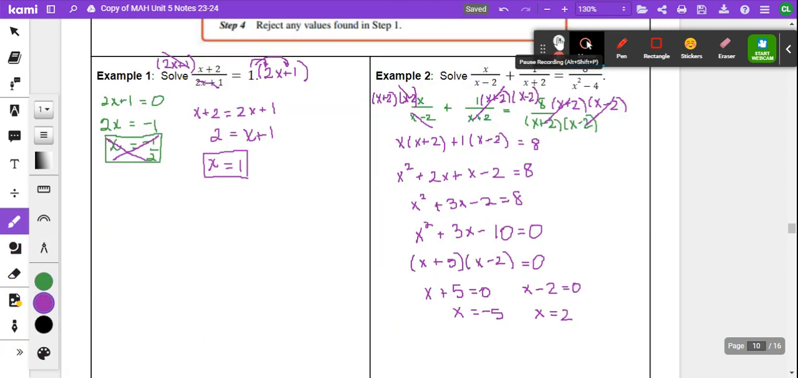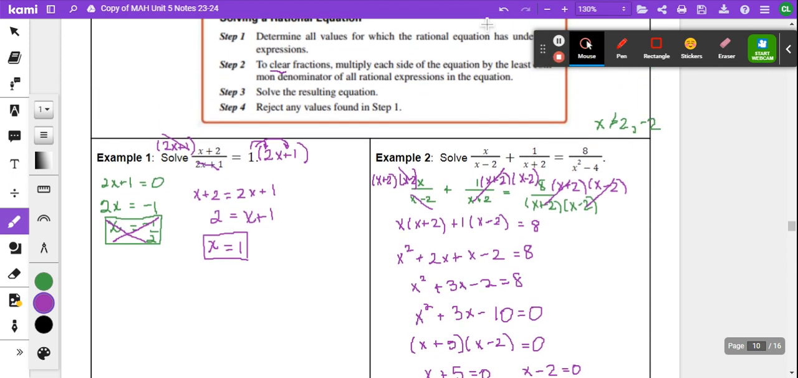All right, when I distributed, I got a quadratic. Well, quadratics, there's a couple ways to solve, but the most popular ways are quadratic formula and factoring. So I just went ahead and set that equal to 0 and factored. And when I use zero product property, my final answers are -5 and +2.